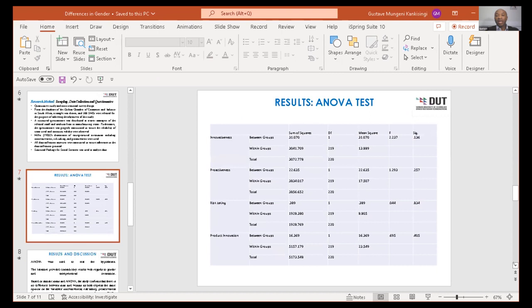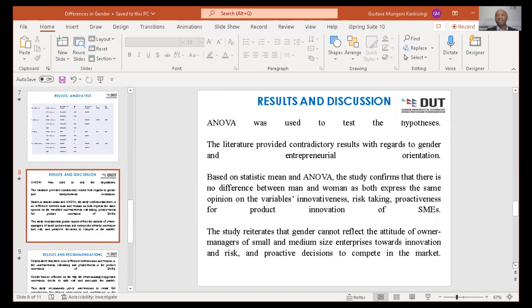This is the table of the results of the ANOVA test that was conducted. Based on the results, we can say that the literature provided contradictory results with regard to gender and entrepreneurial orientation. But the statistical means and ANOVA conducted in this study confirm that there is no difference between men and women, as both express the same opinion on the variables of innovativeness, risk-taking and proactiveness for product innovation of small and medium enterprises.